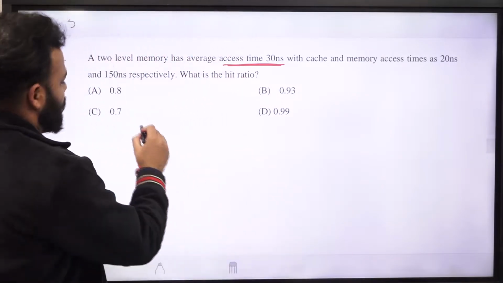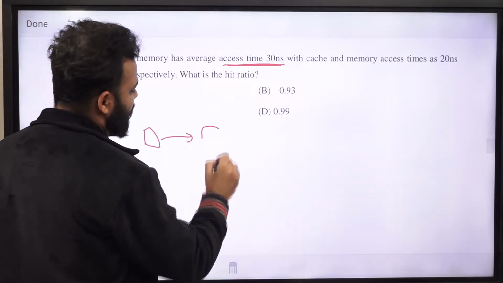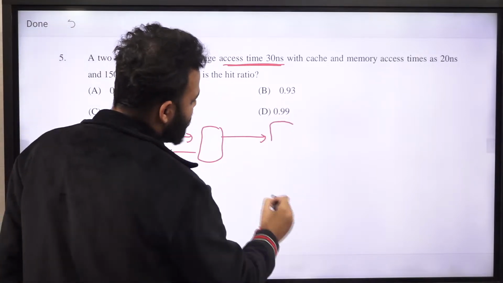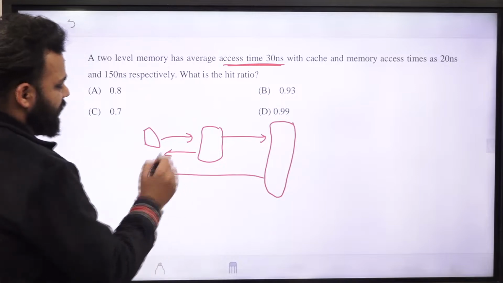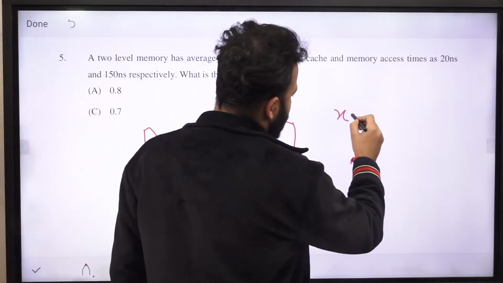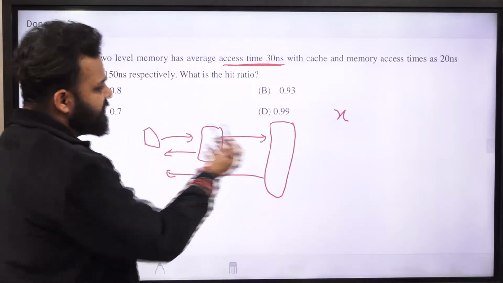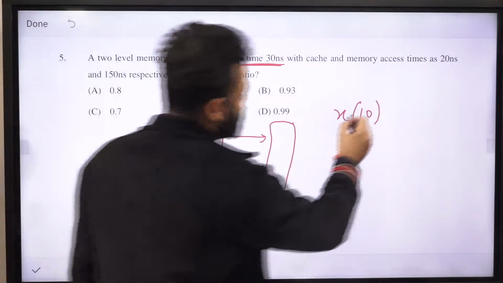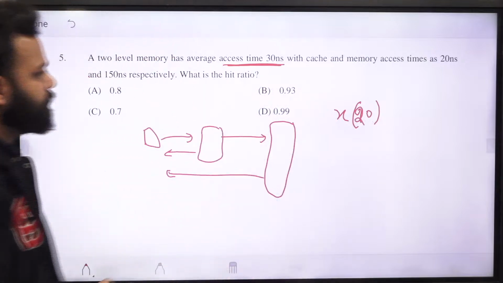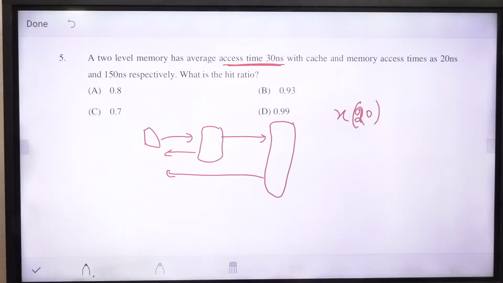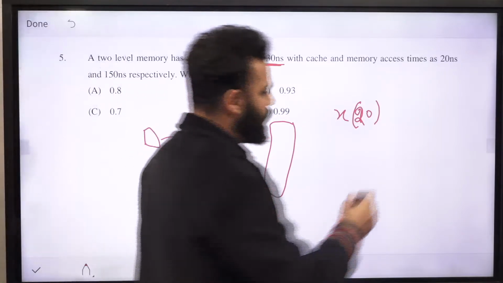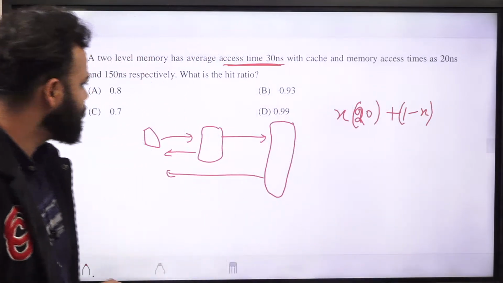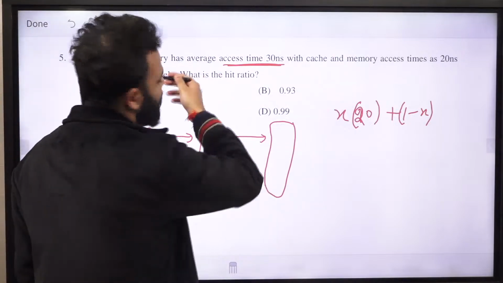Now what we can do is, whenever we are going to access memory, there will be cache here. If it is present in the cache, we will take it. If it is not present in the cache, we will go to the main memory and then access it. So let's say the hit ratio is X. Whenever there is a hit in the cache, we will just be utilizing cache time, which is 20, I guess. And whenever there is a miss, that is 1 minus X. If X is the hit ratio, the miss ratio will be 1 minus X. So in this case, we will be utilizing 20 plus 150.